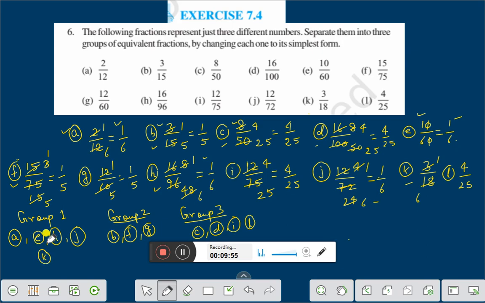These are the three different groups. Right. Group 1 is the value after simplest form we are getting 1 by 6, and in group 2 it is 1 by 5, and in group 3 it is 4 by 25. Right? This is the way in which you can separate them into three groups of equivalent fractions.